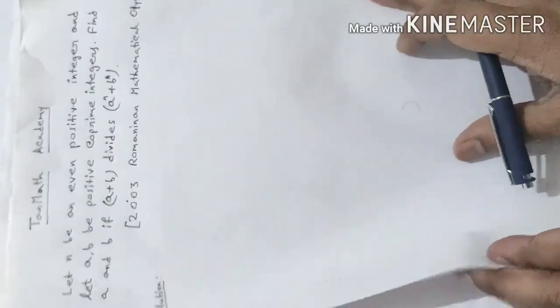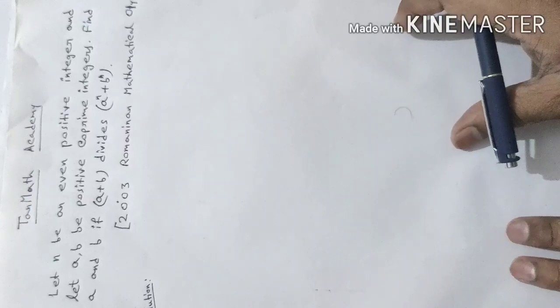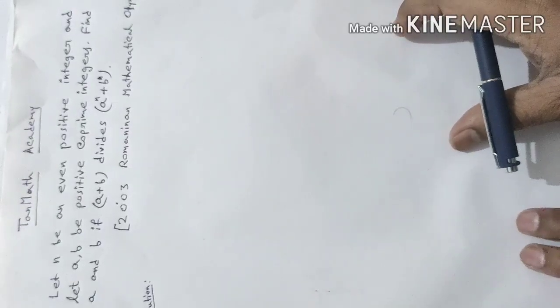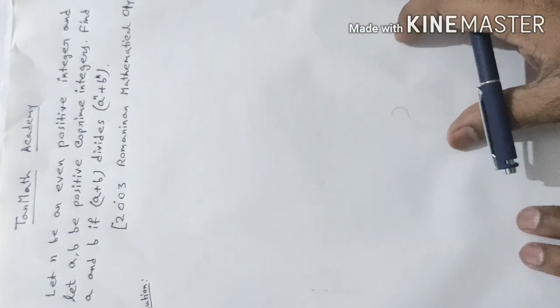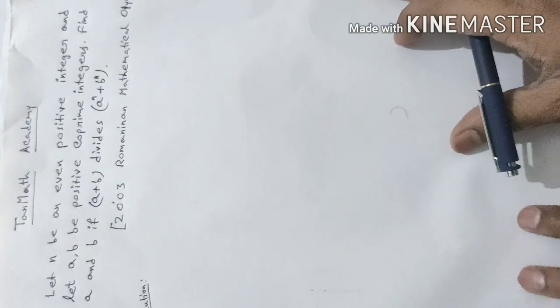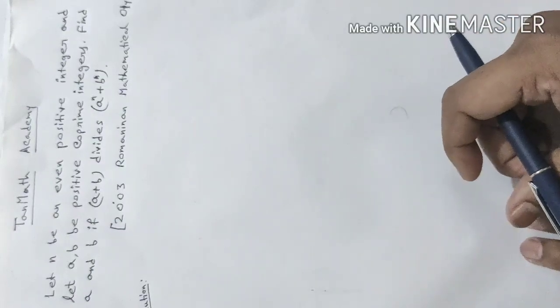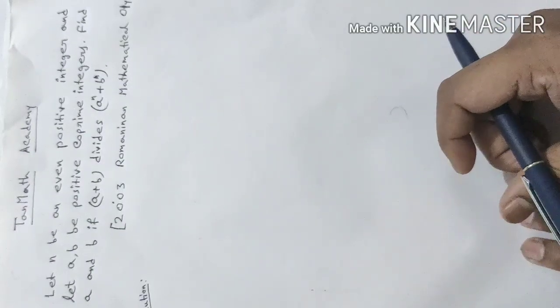The problem is taken from the 2003 Romanian Mathematical Olympiad. The problem is: let n be an even positive integer and let a and b be positive co-prime integers. Find a and b if a plus b divides a to the power n plus b to the power n. So here is the condition: a plus b divides a to the power n plus b to the power n, and then find a and b, where a and b are positive co-prime integers.